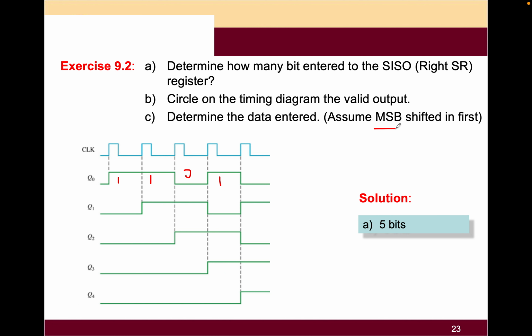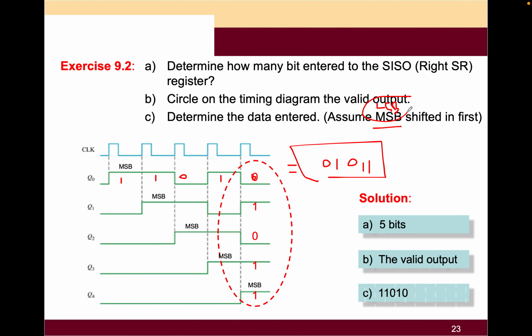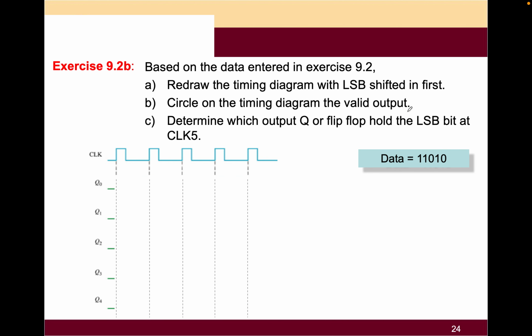Maybe, let's say it is shifted LSB first. Assume it is LSB first. So what will be your answer? 11010. So this will be the bits that enter if it is LSB. So that is the only difference. If you understand, then you can easily answer it. Another example here, based on the data entered.